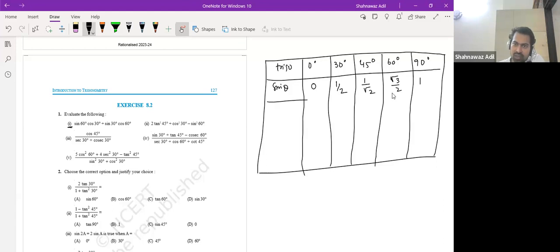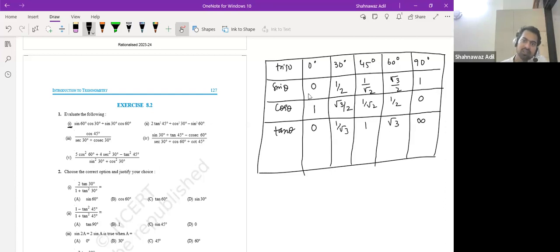And then for cos theta, we write in the reverse order, so 1, root 3 by 2, 1 by root 2, and so on. And then we can also write tan theta, which is sine theta by cos theta. So 0 by 1 is 0, then 1 by root 3, 1, root 3. These are the values. Always remember this, right?